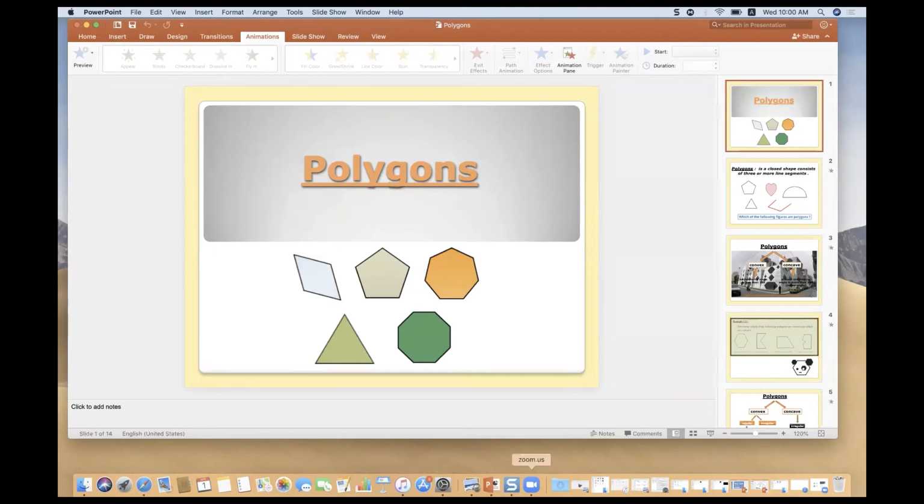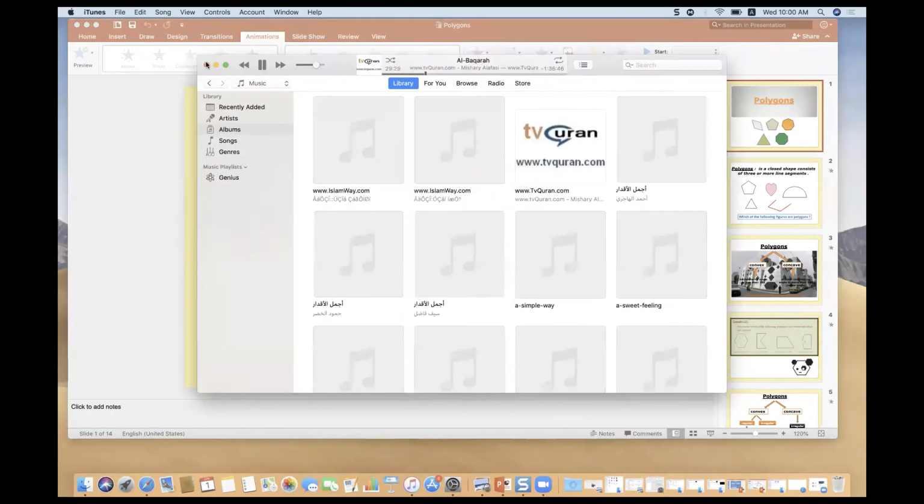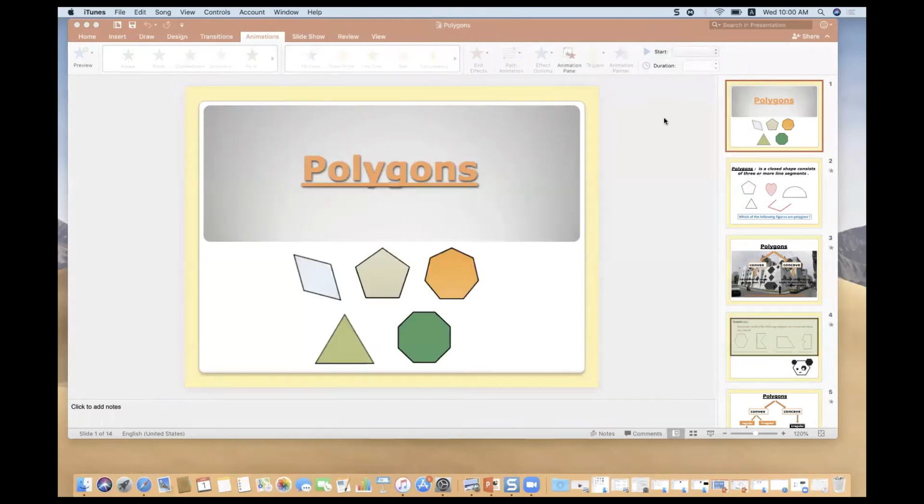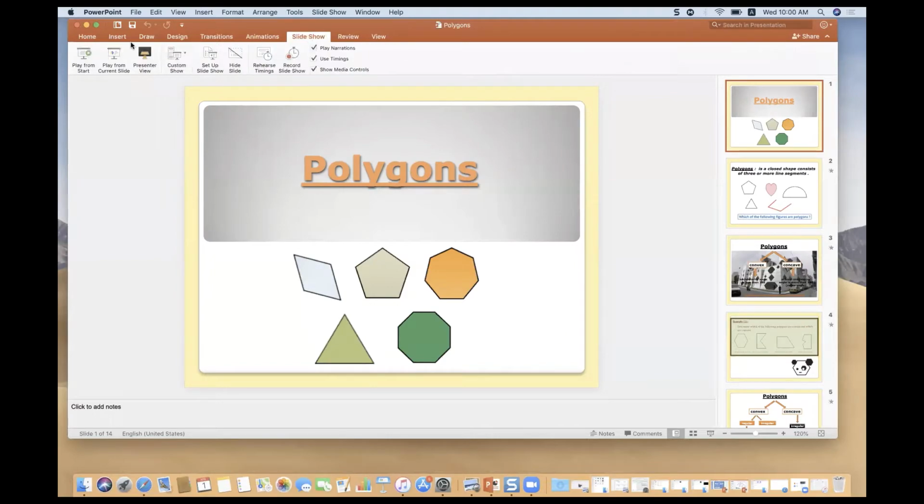Today, polygons. As we said before, polygons are closed shapes containing 3 sides or more.